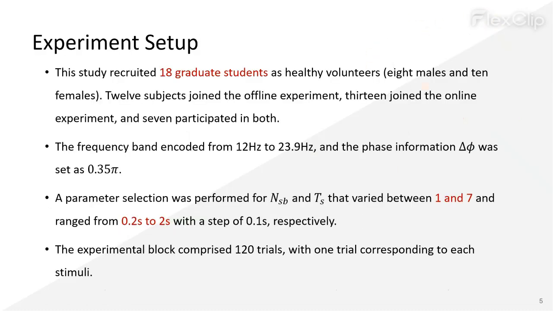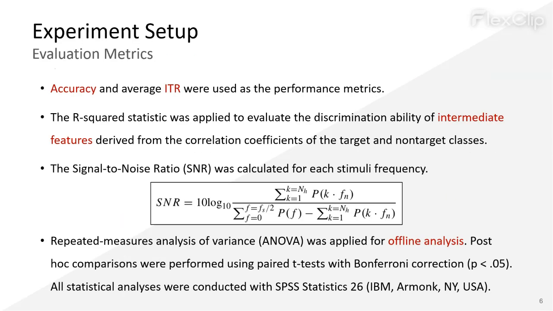For the experiment setup, a total of 18 subjects took part in 2 experiments, with some joint balls. In the frequency band, delta phase, number of subbands, and TS were predefined. In the experimental blocks, offline experiments use 6 blocks for system optimization, and online experiments use 7 training blocks and 2 testing blocks. For the evaluation metrics, performance was evaluated using accuracy, ITR, R-square, and signal-to-noise ratio. For statistical analysis, repeated measures analysis of variance and Bonferroni-corrected post-hoc tests were conducted in SPSS.